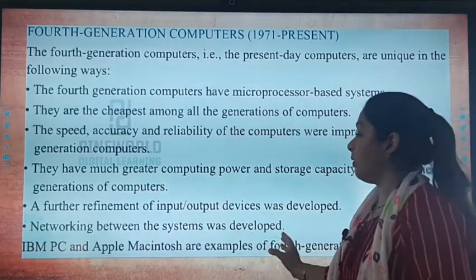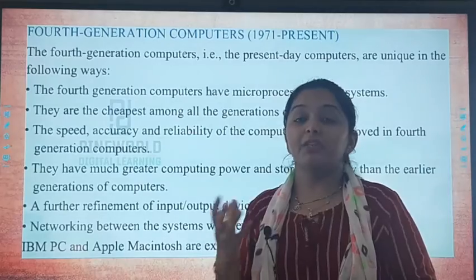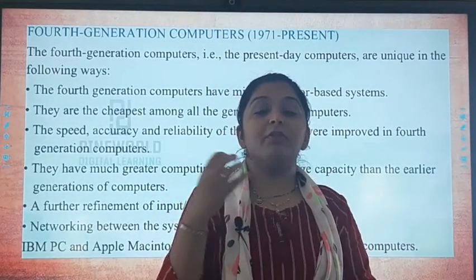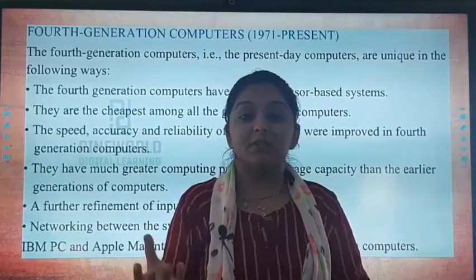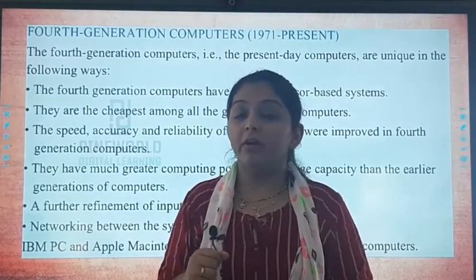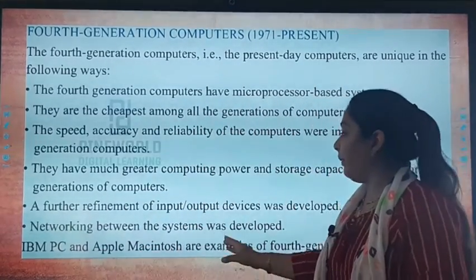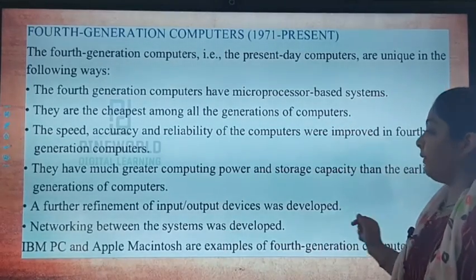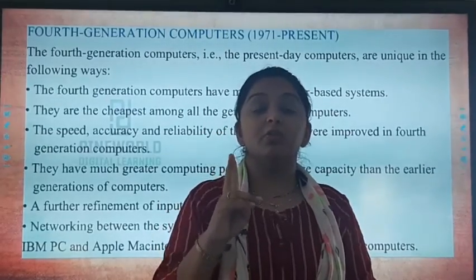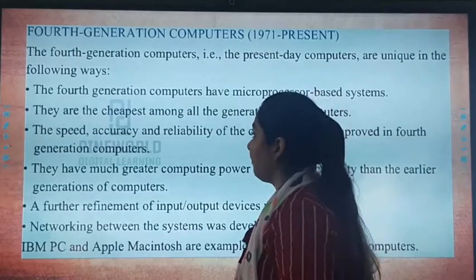Networking between the systems was also possible. It was also developed so that we can carry the laptops at any place we want. So there was proper networking between the systems. Now here are some examples, that is IBM PC and Apple Macintosh are the examples of fourth generation computers. These two are the examples of the fourth generation computers.